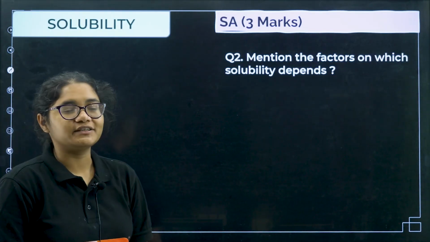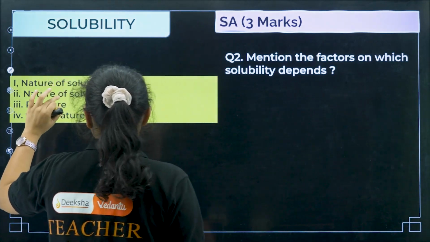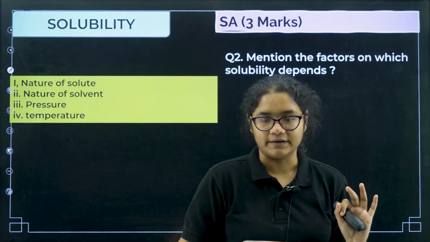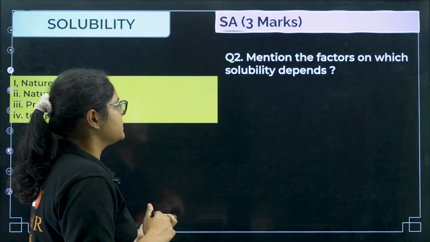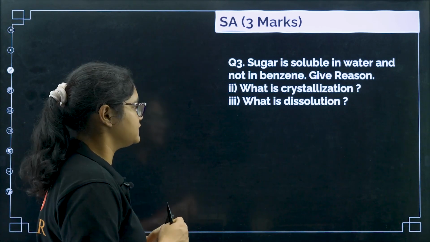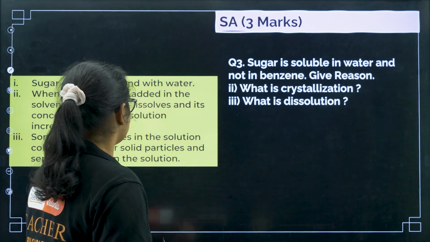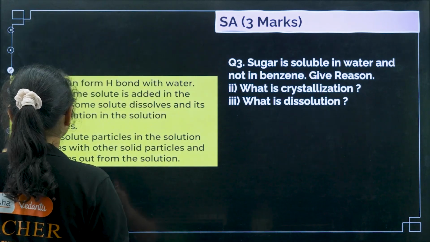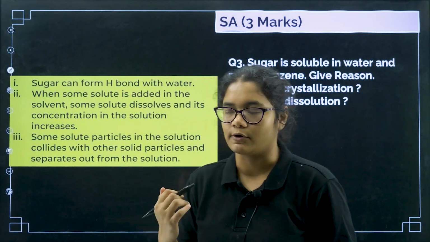Next, question number 2. Mention the factors on which the solubility depends. You should know the factors: nature of the solute, nature of the solvent, pressure and temperature. This can be a very important question. Next, question number 3. Sugar is soluble in water and not in benzene. Give reason. What is crystallization? What is dissolution? Here sugar can form hydrogen bonds with water. That is why it is soluble in water.